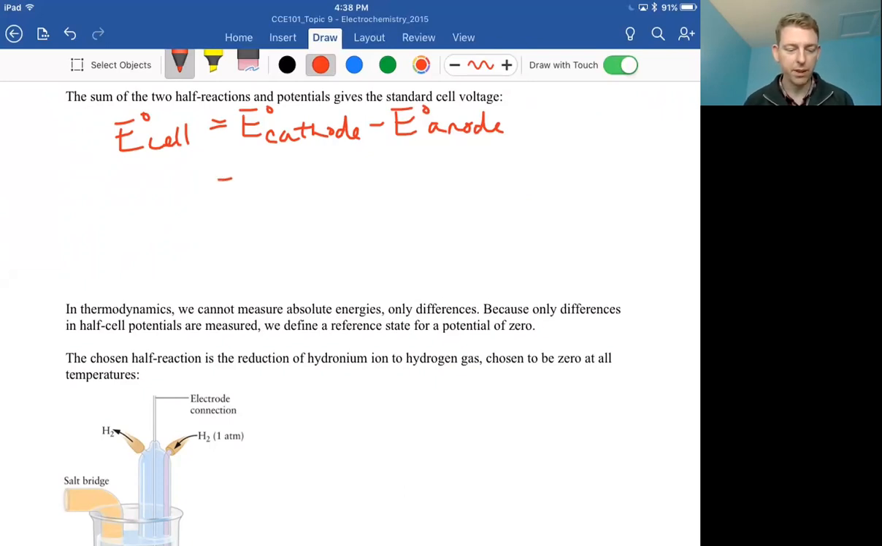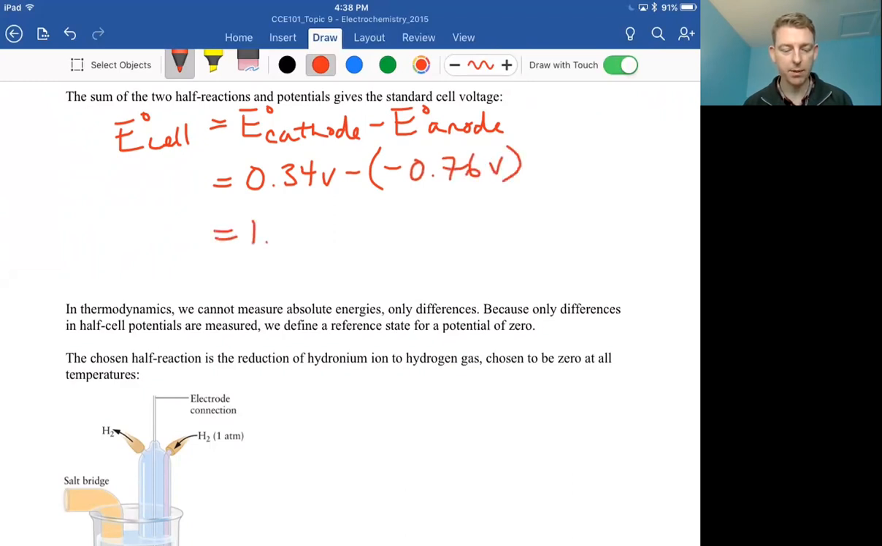So if we're going to fill this out for the example that we just saw, the cathode was copper at 0.34 volts, minus, and here we're just going to write it exactly as we would find it in the table, because that minus sign is doing the work of turning around the reaction for us and reversing the sign, right? So minus negative 0.76 volts.